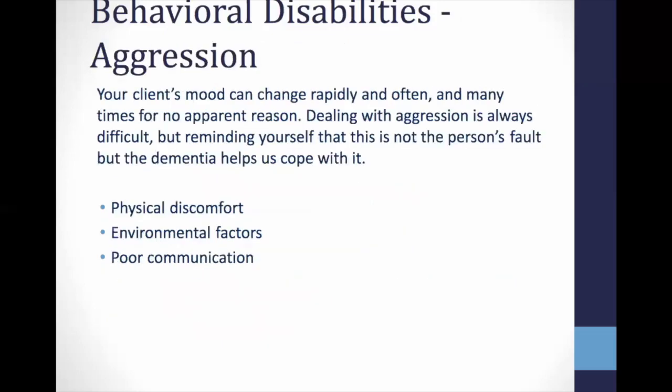All right, next on our hit list here is aggression. Aggression is tough because your client's mood can change rapidly and often, and many times for no apparent reason, right? Dealing with aggression is always difficult, but reminding yourself that it's not the person's fault, but it's the dementia can help us cope with it, okay?